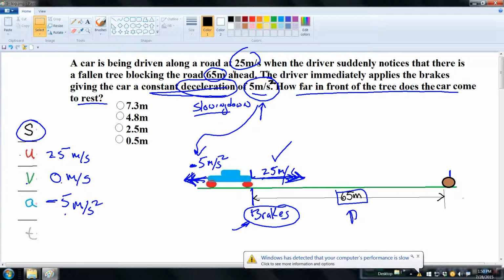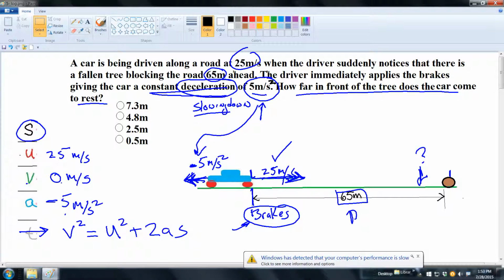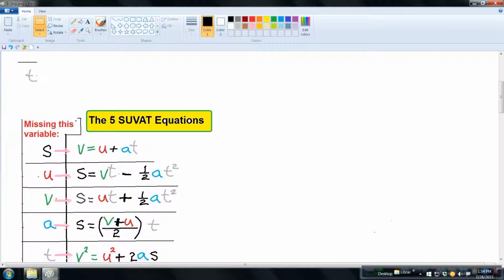Step 3, we're looking for the displacement of this car. Where is it going to stop before the log? And then step 4, we're going to be left with time as our variable, so we're going to be employing v squared is equal to u squared plus 2as. Final velocity squared is equal to initial velocity squared plus 2 times acceleration times displacement. Okay, so let's calculate, and when we calculate that displacement, that will help us answer the problem.